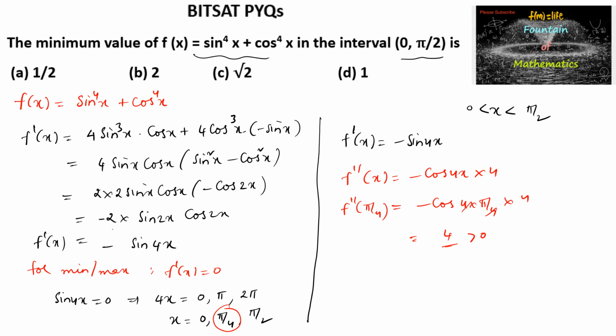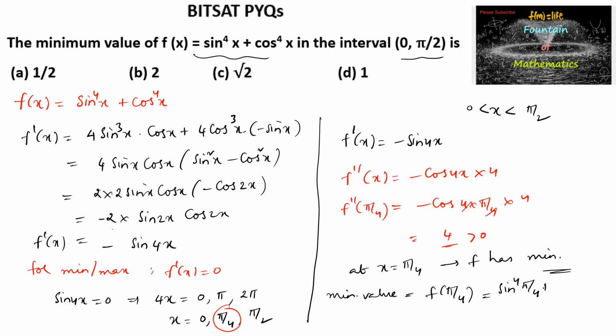So therefore we can say at x is equal to pi by 4, f has a minimum, and that minimum value is f of pi by 4, which is sin power 4 of pi by 4 plus cos power 4 of pi by 4, that is 1 by root 2 whole power 4 plus again 1 by root 2 whole power 4, that is 1 by 4 plus 1 by 4, that is 2 upon 4, which is 1 by 2. So 1 by 2 is the answer, which is option A.